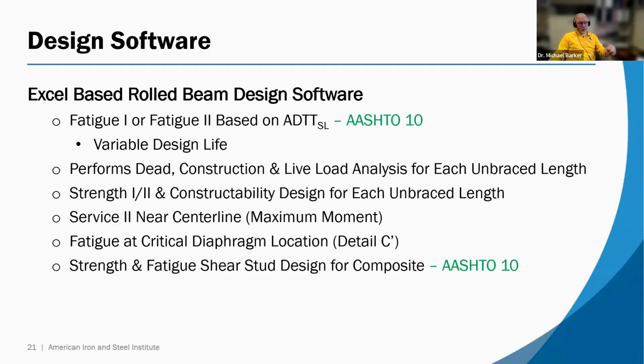It'll do Fatigue 1 or Fatigue 2 based on your average daily truck traffic in a single lane. And those requirements have changed in AASHTO 10. They've become better. You can do a variable design life. So what it does is it's going to perform dead, construction, and live load analysis for each unbraced length on your girder. And then it's going to do a Strength 1 or Strength 2 and constructability design check for each unbraced length. Of course, there's that Service 2 check near the centerline, maximum moment.